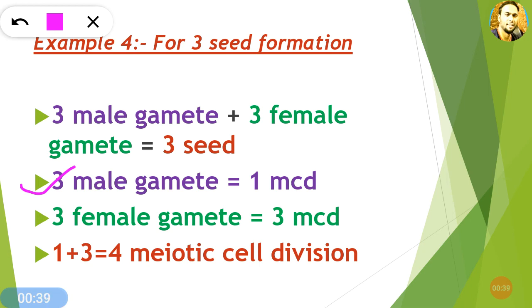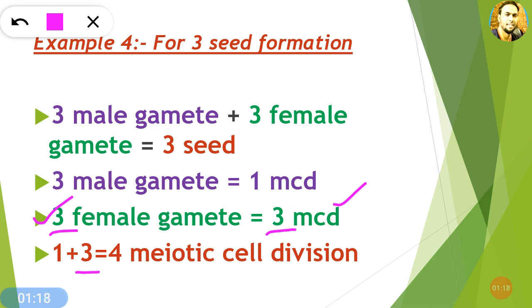As you know, the formula is that for 1 to 4 male gametes, only one meiotic cell division is needed. The figure is 3, that's why only one meiosis cell division is needed for these 3 male gametes, that's why 1 is here. And what about the female gamete? The female gamete is also 3. As you know, the number of female gametes is equal to the number of meiotic cell divisions. So 3 female gametes are needed, that's why 3 meiotic cell divisions are needed. So that's why 3 is here.